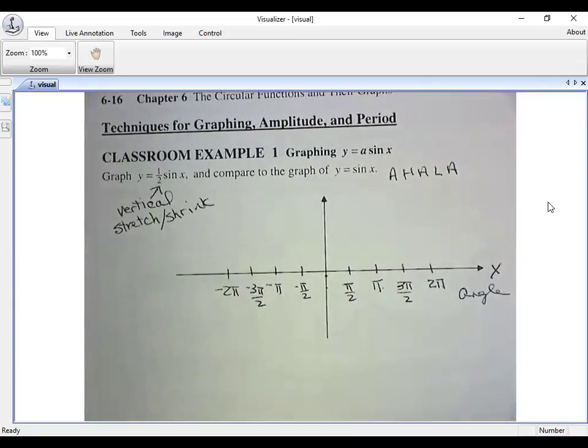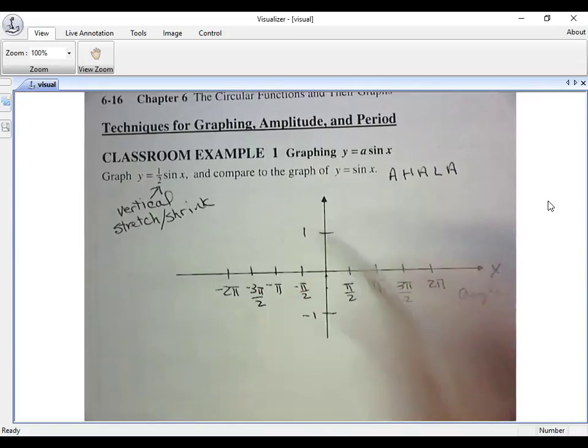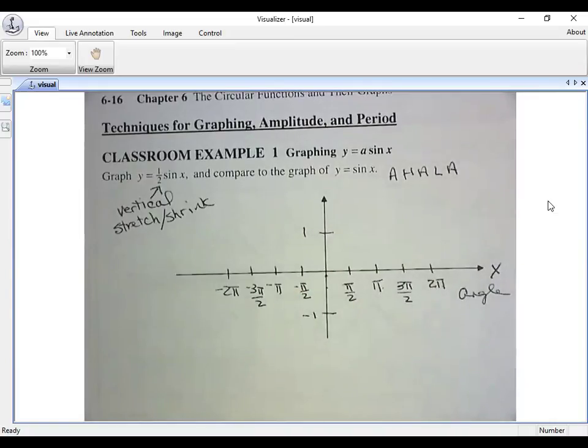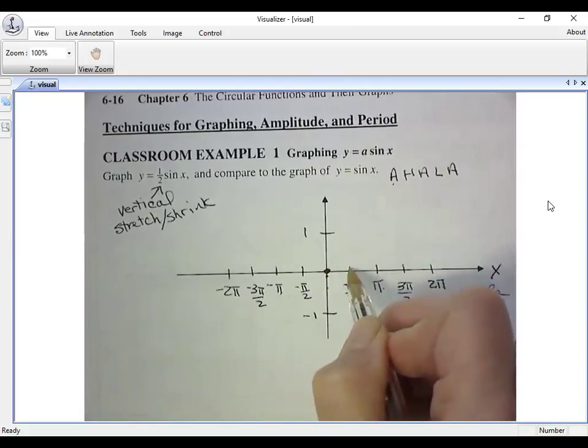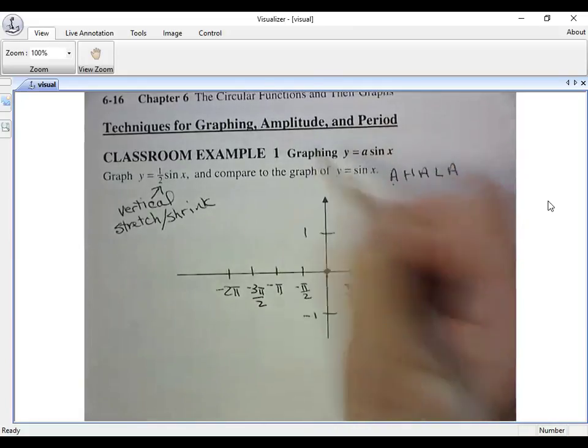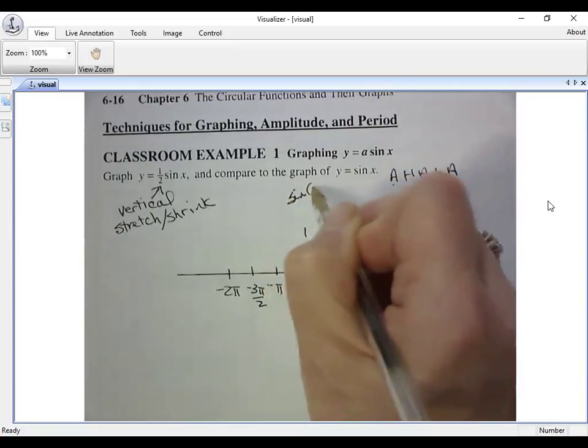Now, you guys told me my range was limited between what numbers? -1 and +1. So if I'm sketching the original graph, okay, it starts at the axis right here. When I get to pi over 2, what is my sine ratio?